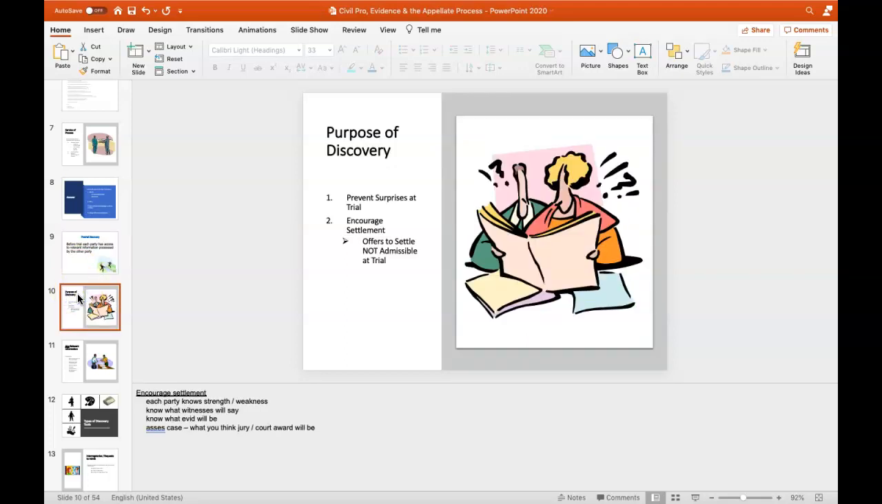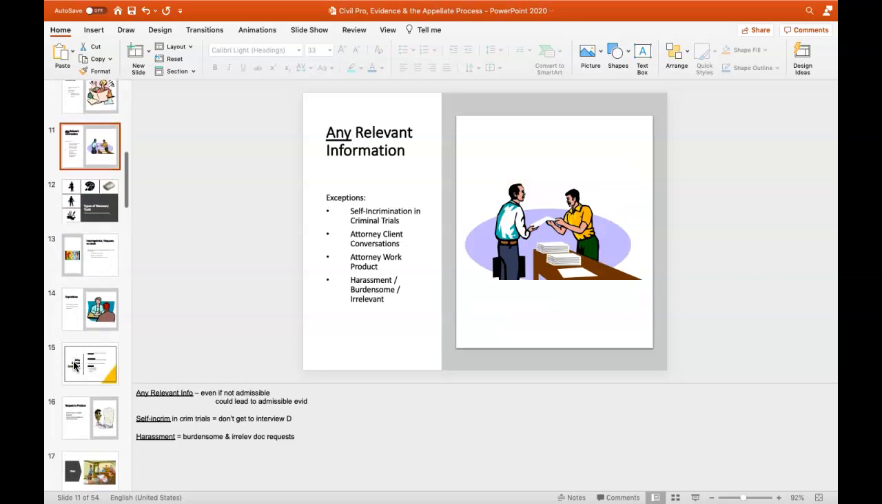The purpose of discovery is to prevent surprises at trial, encourage settlement, and facilitate a just result. Information that is allowed to be obtained during discovery is information that is relevant to the legal action. This concept is usually interpreted broadly by the courts.